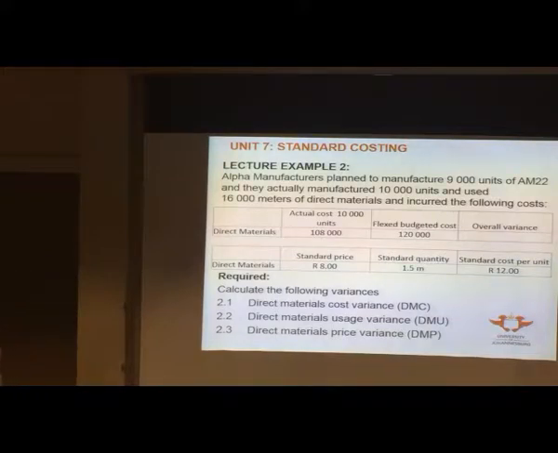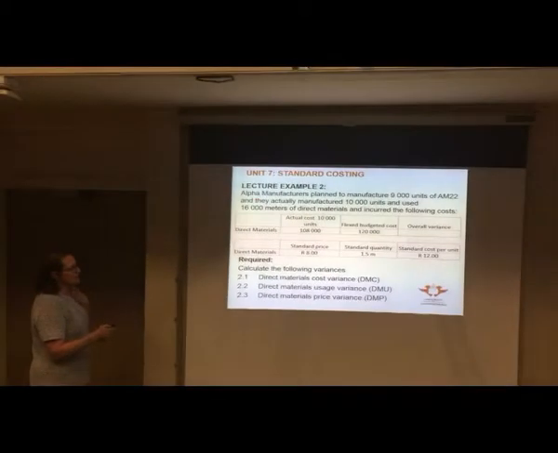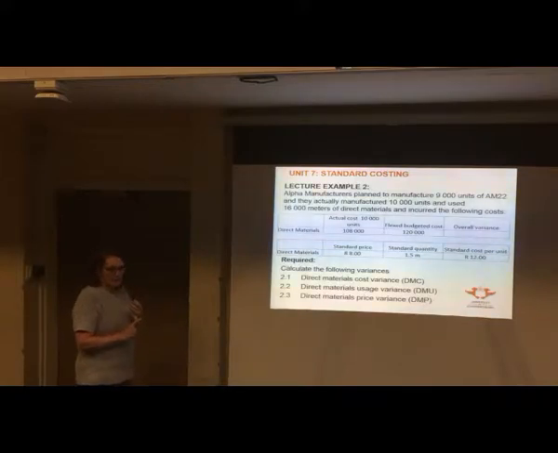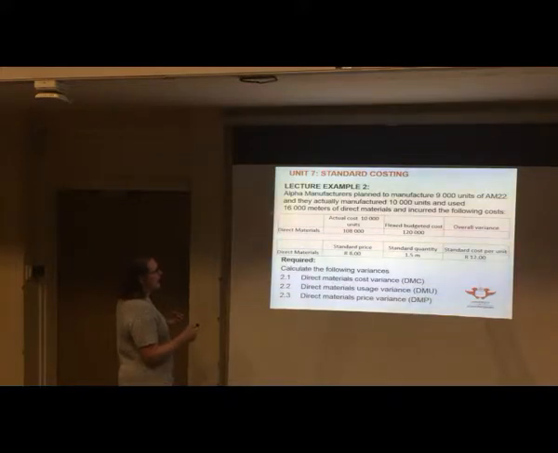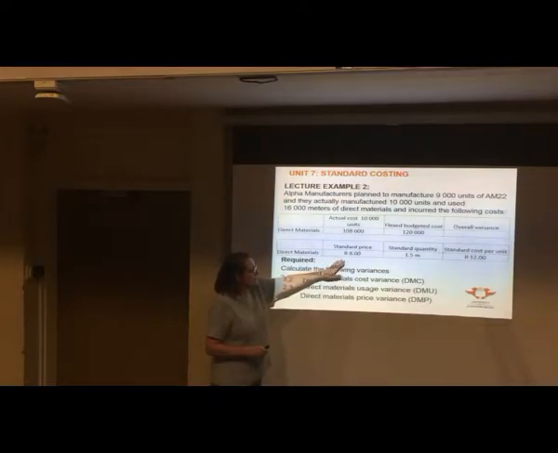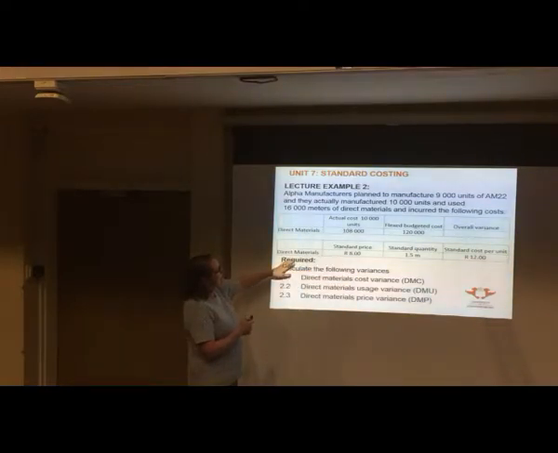Okay. So what we want to do now is look at what actually happened. We budgeted to manufacture 9,000 units, but we actually manufactured 10,000 units. And we used 16,000 meters of direct materials. So this is the actual quantity of direct materials, 16,000 meters. Underline and highlight this or something and put next to it AQ. That's your actual quantity. That's your standard price, SP. This is your actual quantity, 16,000 meters.